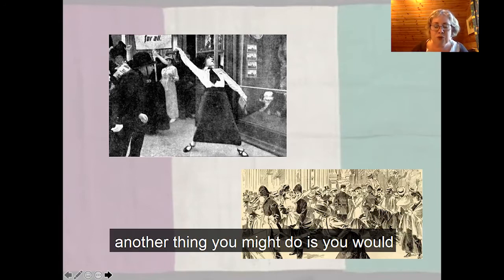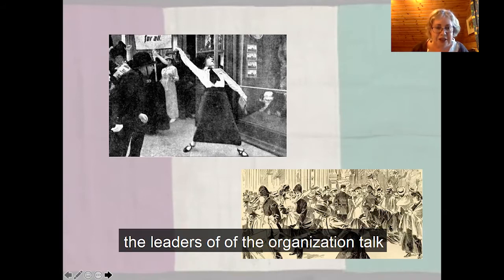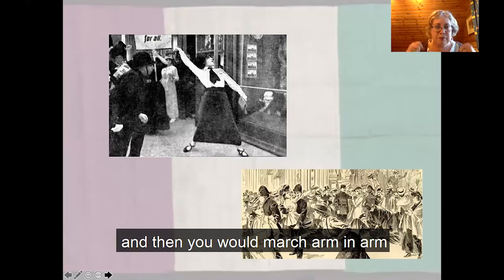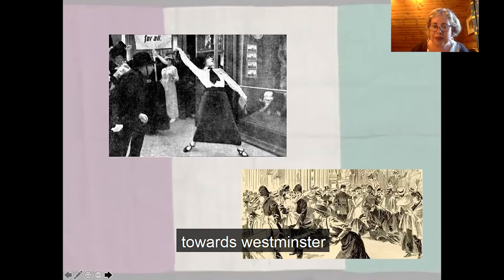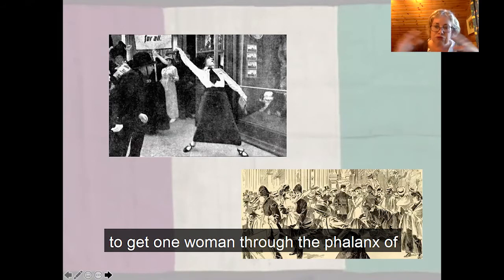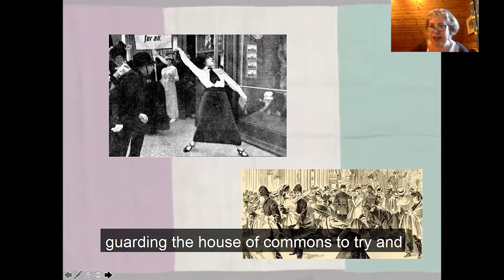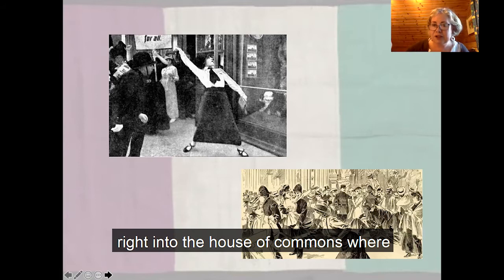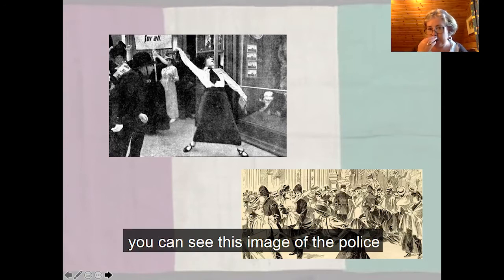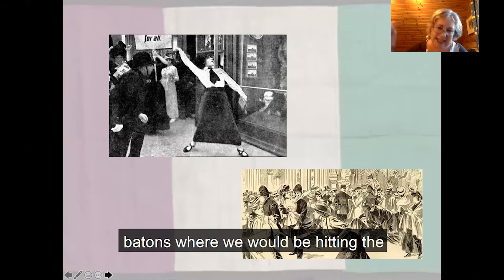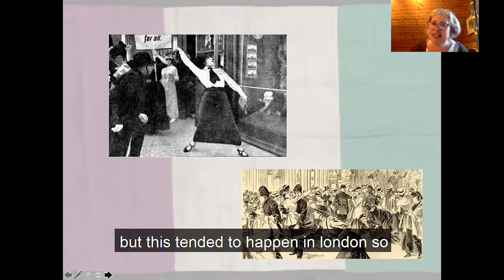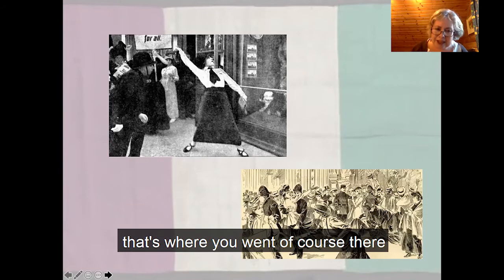Another thing you might do is you would go down to meetings and you might hear some of the leaders of the organisation talk, like Christabel Pankhurst or Emmeline Pankhurst, and they'd get you all fired up. And then you would march arm in arm towards Westminster. The idea was that women would try in waves and waves to get one woman through the phalanx of policemen guarding the House of Commons, right into the House of Commons where women weren't allowed to go. And of course the police would be fighting back, and you can see in this image the police with batons hitting the women, and they'd be thrown on the floor and their clothes would be ripped, etc., etc. But this tended to happen in London, so if you're a Scottish suffragette, that's where you went.